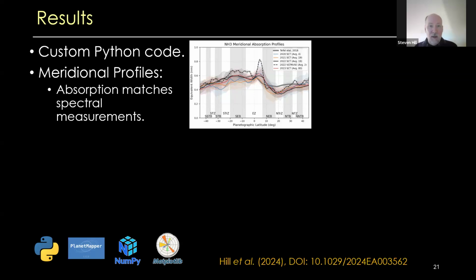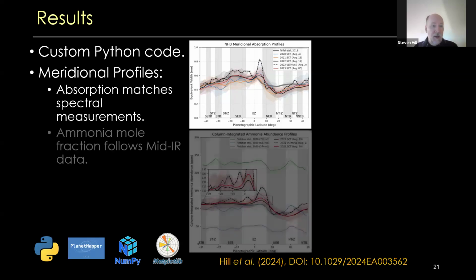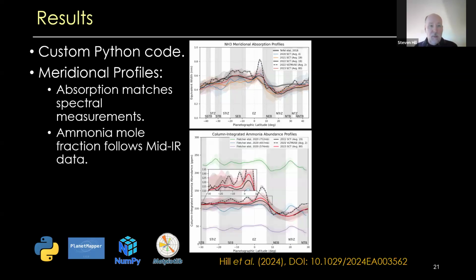And you can see that the various observations from the SCT, Schmidt-Cassegrain telescope, that's my telescope, and some VLT MUSE data agree pretty well with that. In addition, we can look at the mole fraction profiles, and again, with latitude, the variation there follows the pattern of mid-infrared data from Fletcher et al.